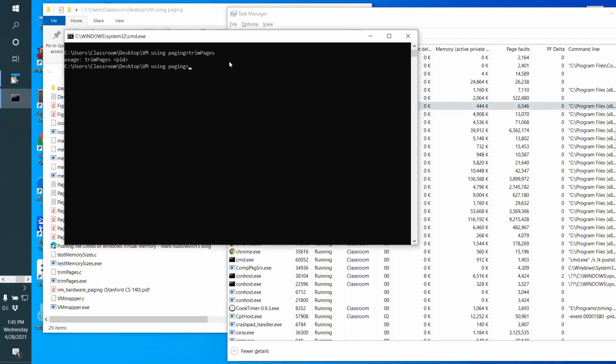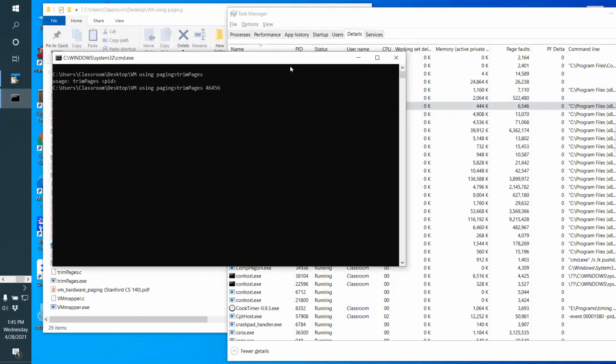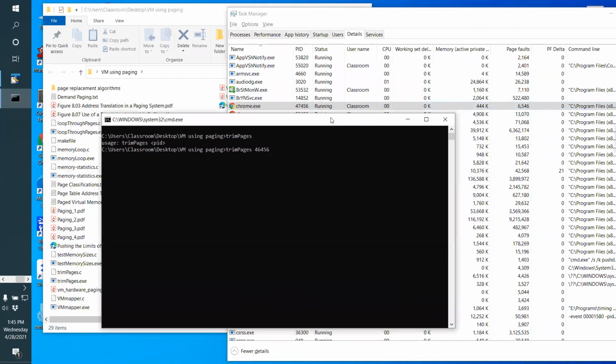Let's see what happens if I run it on 47456. What I'm going to do is tell the operating system to take that process and kick all of its pages out of physical memory back to the hard drive. If the process is active, it will need to page fault things back in. I don't even know if it's really active now, so I'm not sure. It may not be active.